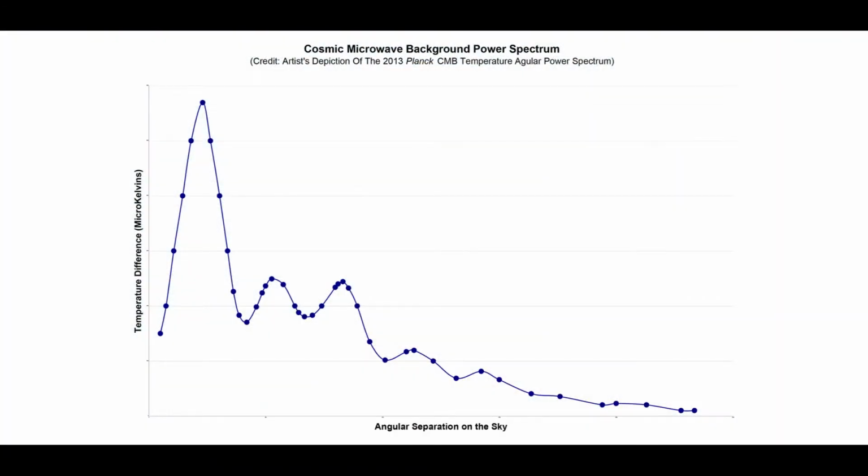The cosmic microwave background power spectrum plots temperature differences versus angular separation on the sky. These temperature differences occur at scales corresponding to cold dark star diameters. Additionally, the cosmic microwave background photon density correlates to the total surface area of cosmic scale nuclei in the solar neighborhood.